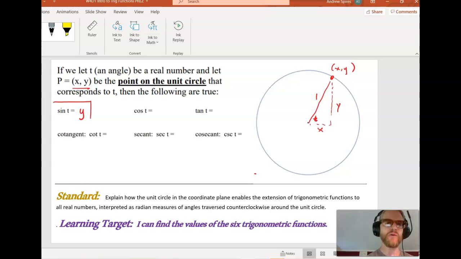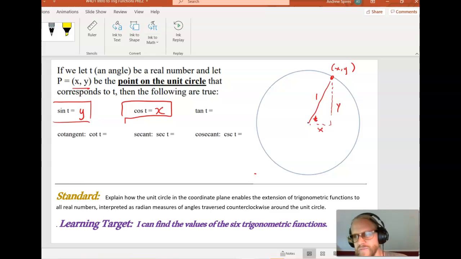And you'll hear me say this multiple times in the next several weeks. For any point on the unit circle, sine of that central angle will always be the y coordinate, because it's really y over 1, which is just y. Cosine of that angle t is the adjacent leg x over the hypotenuse, which is 1. Well, x over 1 is just x. So you'll see over and over for the next several weeks that the cosine of a central angle in a unit circle correlates to the x coordinate. So sine of an angle is y, cosine of the angle is x.